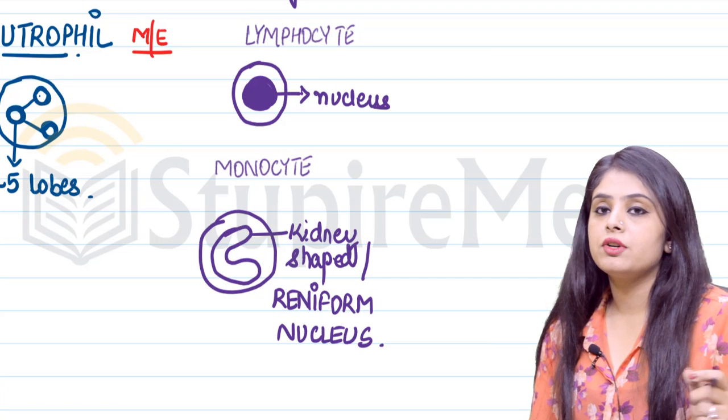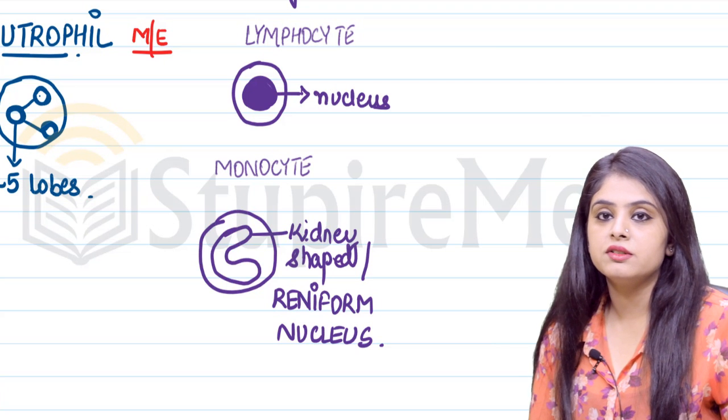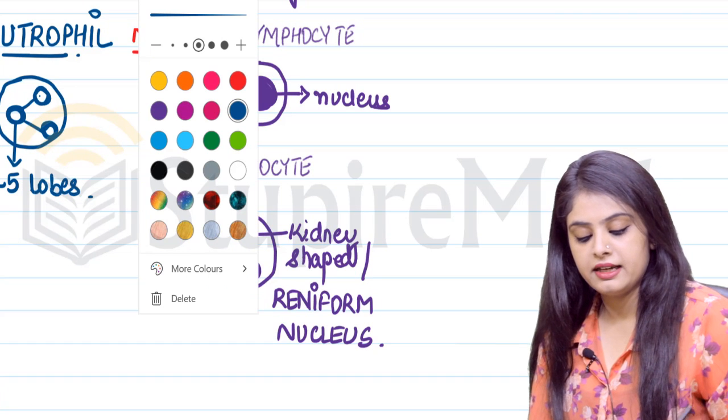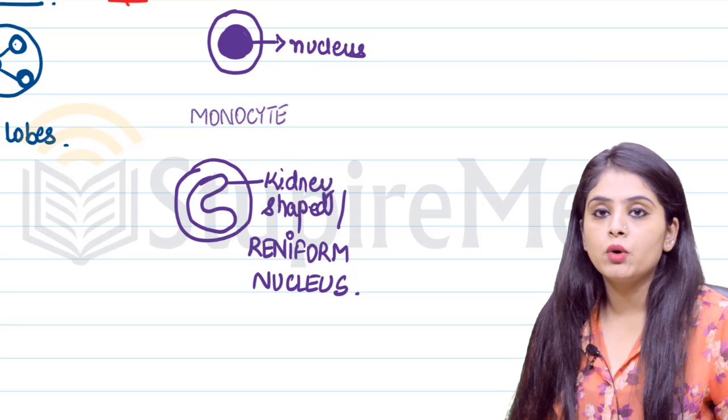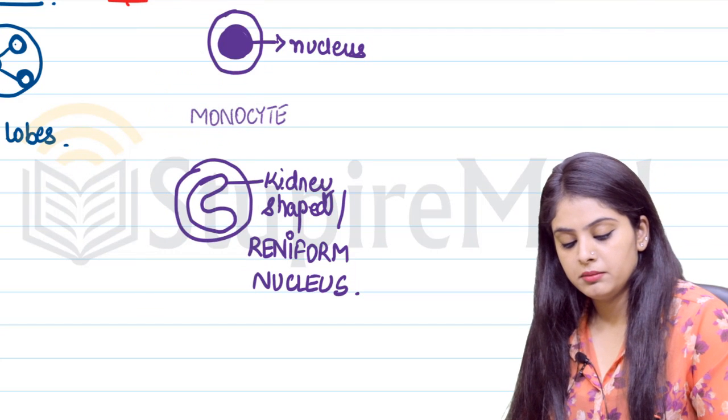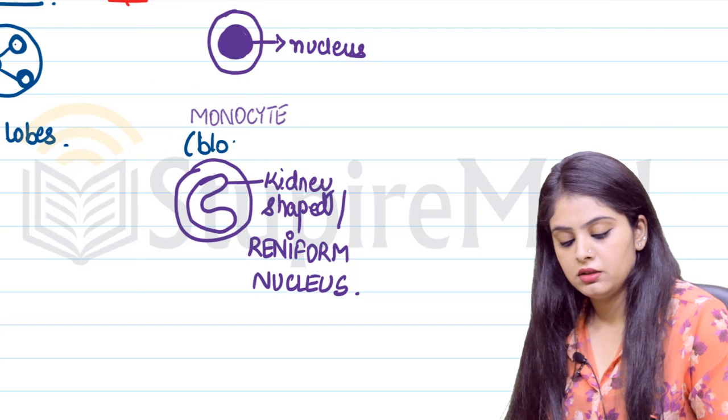Now, one very important concept that we have over here, students, is along with monocyte, there is another cell that is known as a tissue counterpart. And what do I mean by that? When monocyte is present in the blood, as long as this cell is present in the blood, you will call it a monocyte.